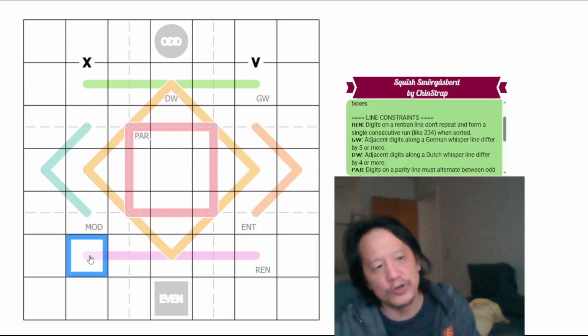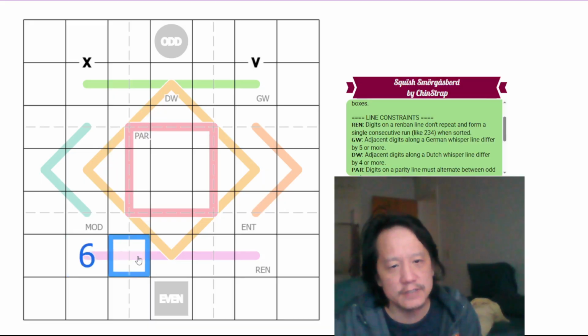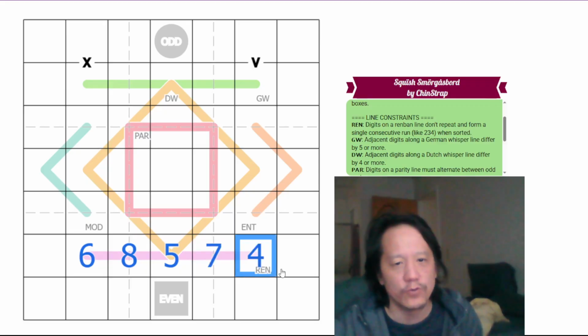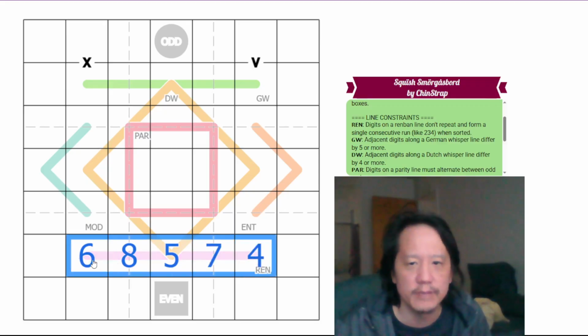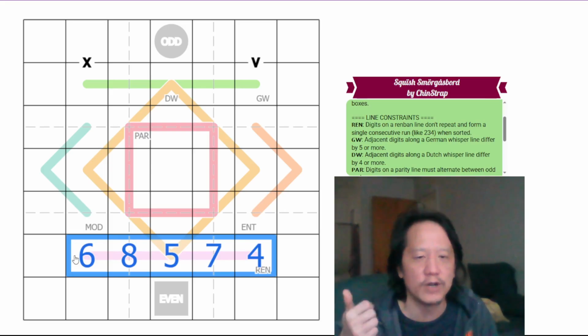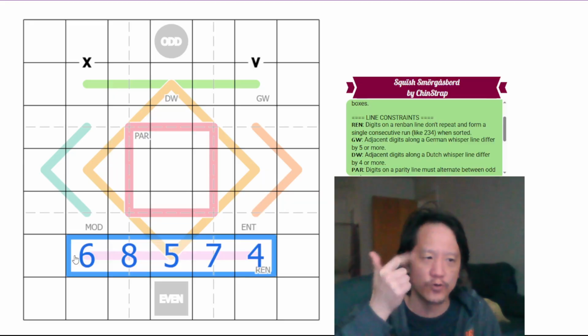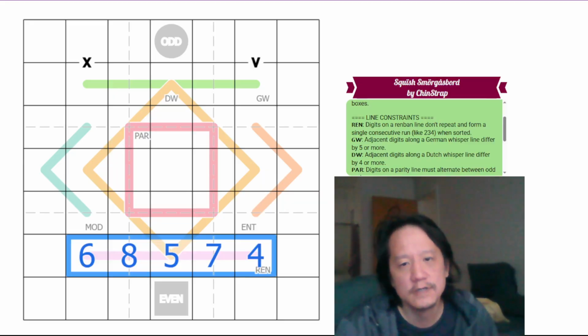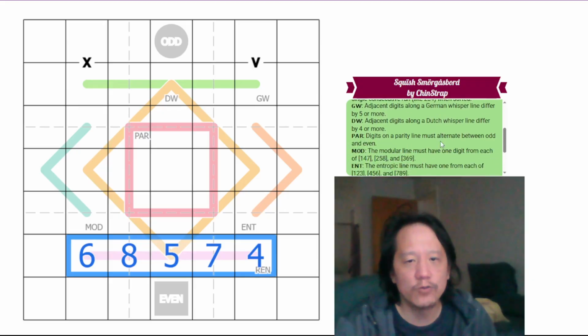As an example, you could have something like, say, 6, 8, 5, 7, 4. And this would be valid as a Renban because when you sort it, it forms a single consecutive run: 4, 5, 6, 7, 8. So that's an example of how Renbans work.